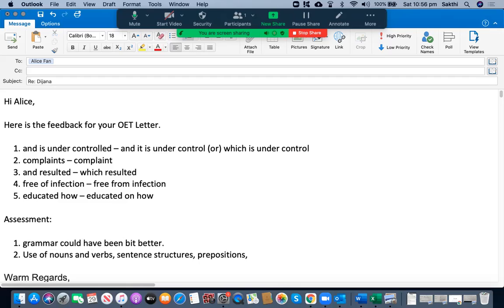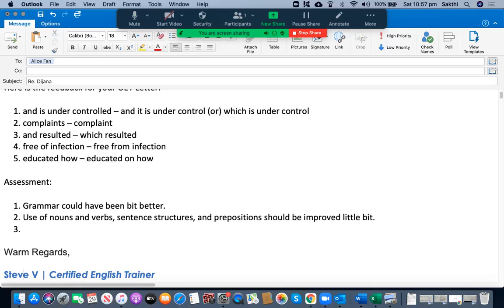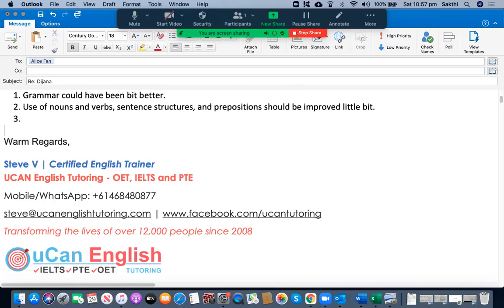Prepositions and, yeah, I think these are the ones, because articles were used properly, so there's no issue with that. Punctuation marks were absolutely fine as well. I'm very happy with that. So only these things need to be done as far as the grammar is concerned. So particularly use of nouns, verbs, sentence structures, and prepositions should be improved a little bit. All right. Let me go through the remaining things. Vocabulary is absolutely fine.